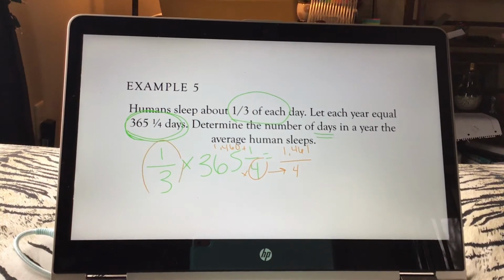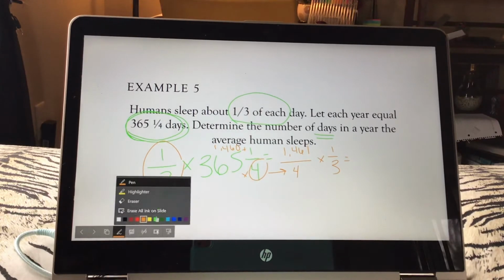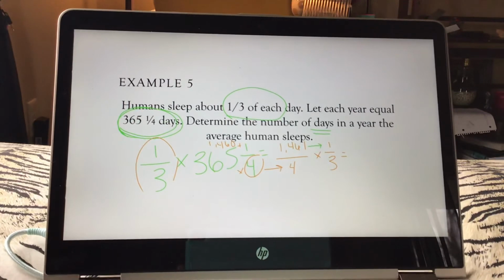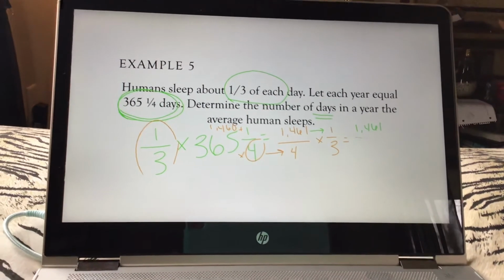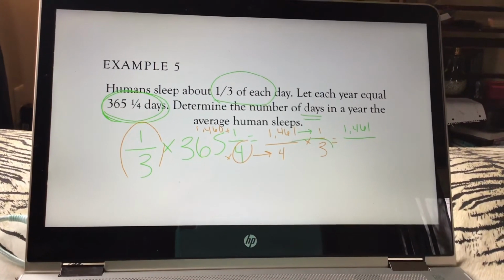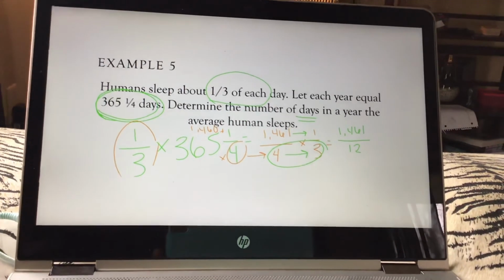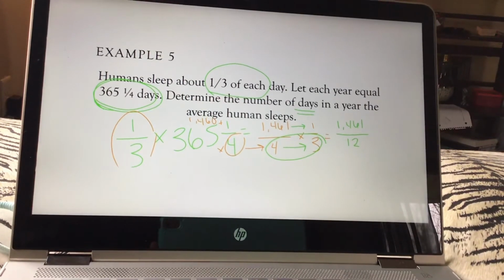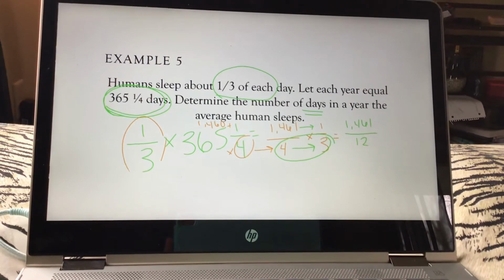Okay, now we're going to grab our 1/3 from the original problem. And we're going to continue on multiplying our fraction. So 1,461 multiplied with 1 is 1,461. Divide over 4 times 3, 12. Alright, are we finished? No, we are not. We can do long division. You can try with your calculator, since these are a little bit bigger numbers.